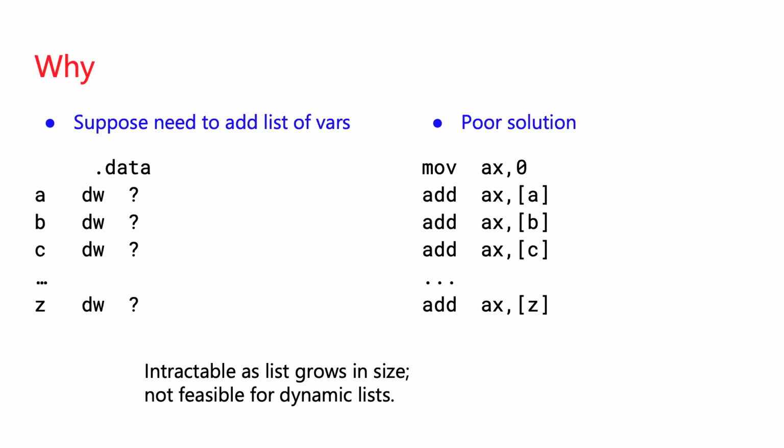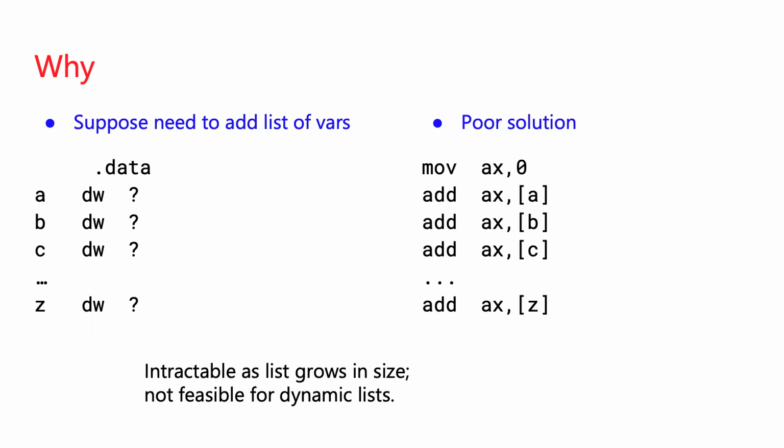We can't do it a very good way yet. We don't have good techniques for doing this. Over on the right, that's how we could do it. I copy a 0, so I clear out the AX register, and then I just go through each of the variables one at a time, taking what's in that variable and adding it to AX. And if I've got 26 variables like this, that'll take 26 lines of code.